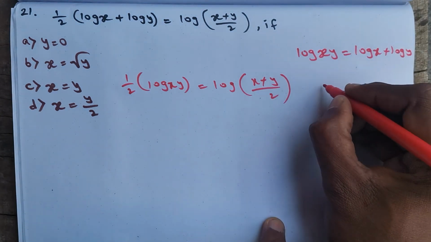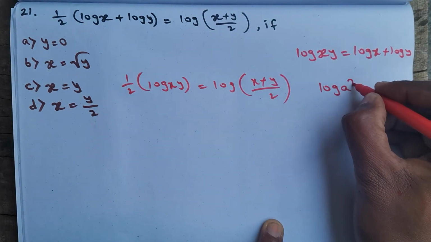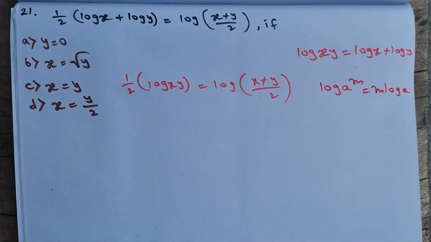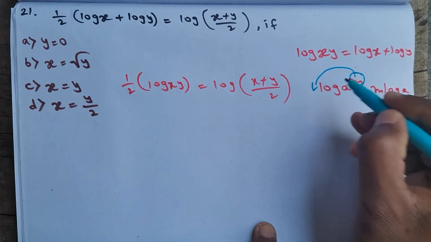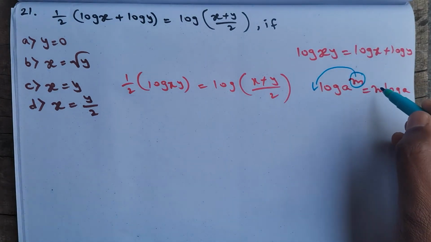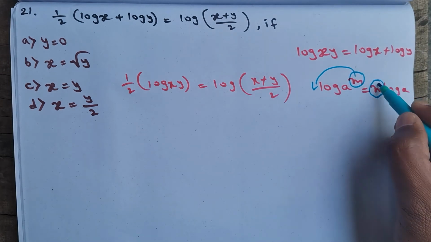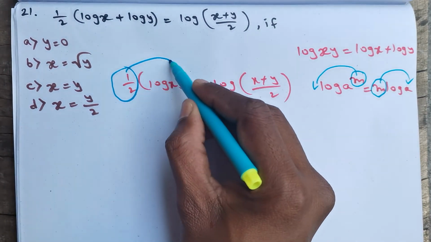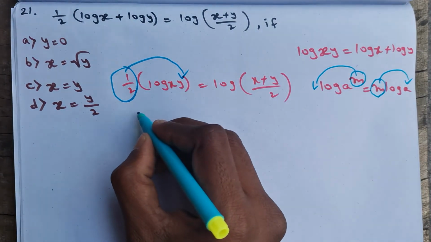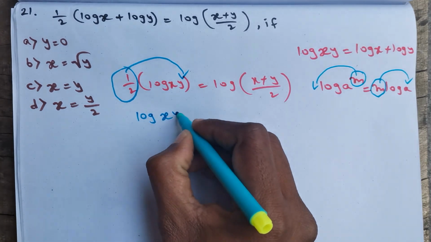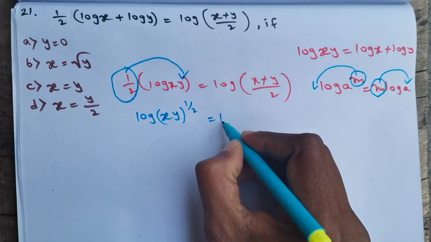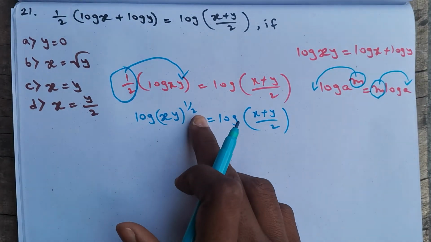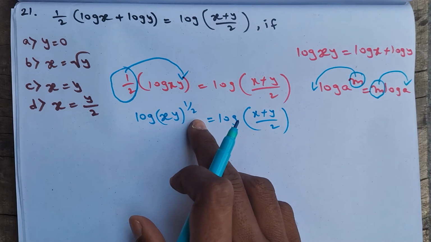Now we have one more formula. Log a power m is equal to m into log a. If we have something as the power, then it will come to the front as a number. So if a front number is there, it will go as the power. That's why here, since half is there, it will go as the power, that is log xy power 1 by 2 is equal to log of (x plus y) by 2. Here xy power 1 by 2, power 1 by 2 is nothing but root.